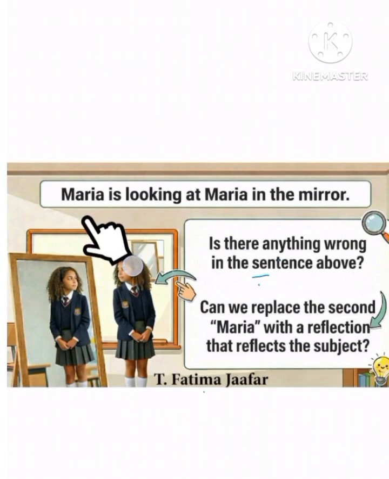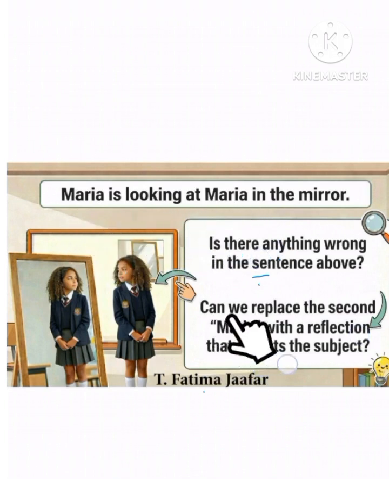Maria is looking at Maria in the mirror. What's the problem in this sentence? Maria and Maria. Do I mean here different persons? Of course not. The same person, but she is looking in the mirror. So there is a mistake in the sentence and there is something unusual and confusing, because whenever we read this sentence, we think that we have different persons, but it's not right.